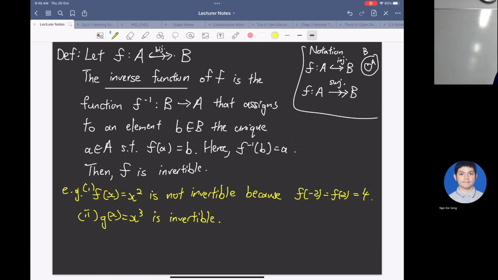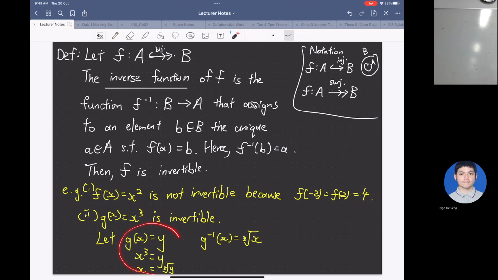Let g(x) equal to y, is it? Yes, and then x cubed equal to y, and then you solve for x, and then you define your inverse function to be the cube root of x. Right?